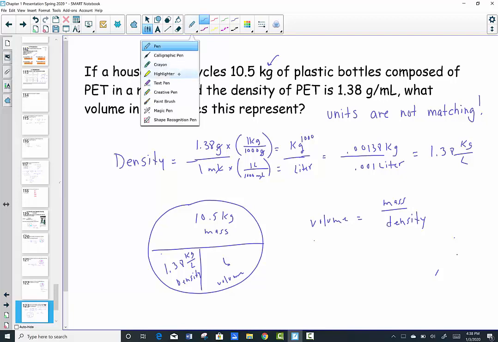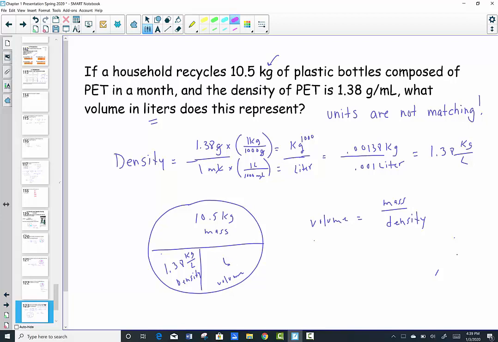And remember, that's that little trick where we said cover the unit that you want. We want to solve for the volume. Cover it with your fingers. You can't see it. And that shows you the algebra of how to pull out that variable. Mass is on top of volume, so that means we're going to divide. We're going to divide 10.5 kilograms set over 1.38 kilograms per liter, and our answer will be in the liter unit.